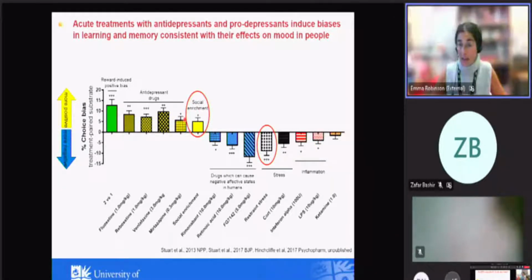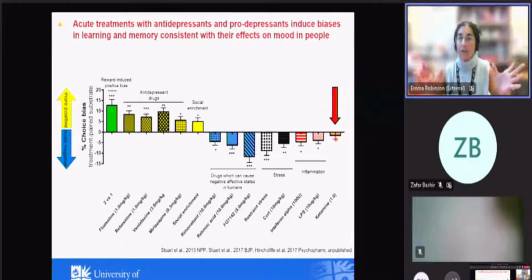But we found very nice effects with social enrichment. So animals were given a social play area for one of the learning experiences and just their control home cage for the other, and we see a positive bias. And then this is a 10-minute restraint stress. But I think it's also important to highlight that ketamine, this rapid-acting antidepressant, did absolutely nothing. So we saw no effect when we gave it in that kind of learning paradigm, which in itself was really interesting. So it showed a dissociation between conventional and rapid-acting antidepressants.